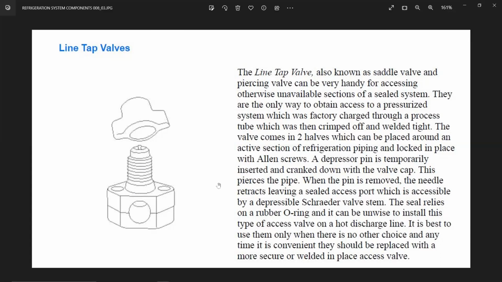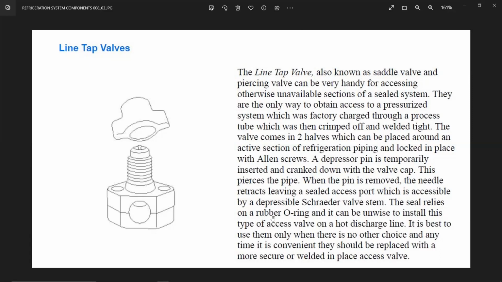And this pierces the pipe. When the pin is removed, the needle retracts, giving a sealed access. It is accessible by a depressor Schrader valve. That means inside this is the Schrader valve. Initially, you turn this clockwise, and on top of it a depressor pin goes down, okay.